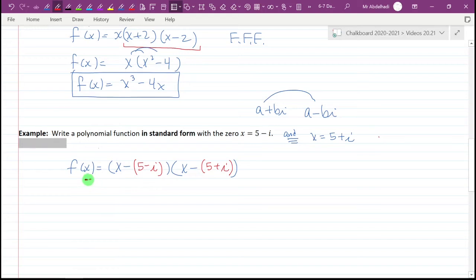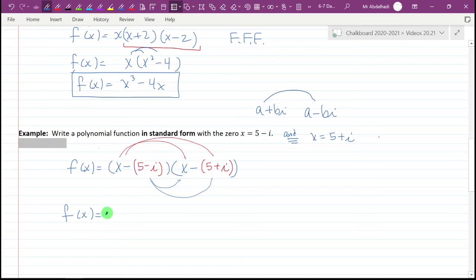So there you go. Now you've got the function done in factored form. The problem is they don't want factored form. They want standard form. So we have to multiply this out. So let's multiply it out. We're going to FOIL. So we'll distribute this x to both of these, and we'll distribute this negative 5 minus i thing to both of these, and we'll get our answer. Okay, so here we go.